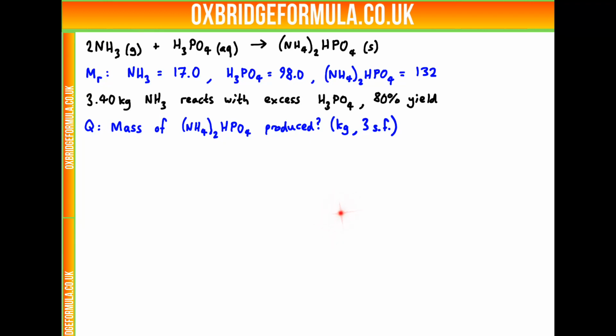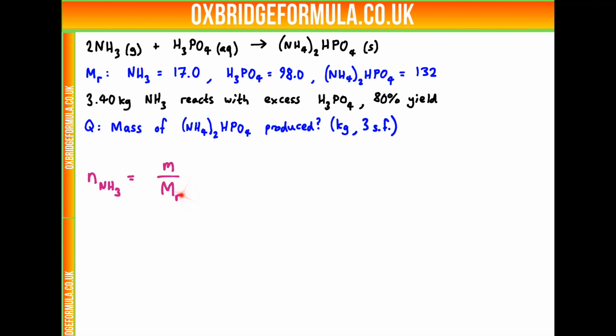So where should we start? Well, what do we need to work out from this mass of ammonia in order to complete this calculation? So we need to go via the numbers of moles of ammonia in order to work out the numbers of moles of fertilizer that we're producing. So how do we work this out? From the mass. So the number of moles is the mass of the substance divided by the relative molecular mass of the substance. We're given both of these, so that's okay.